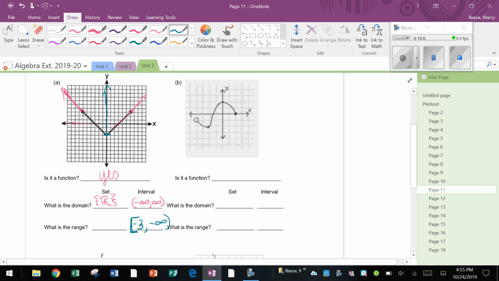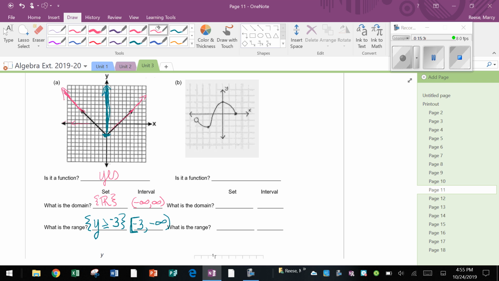So how would I write that as a range under set notation? You're just going to say y is greater than or equal to -3. So your set notation is basically inequalities. That's all it is. You're looking at it on the y-axis, so you look at where it starts, -3 on up.